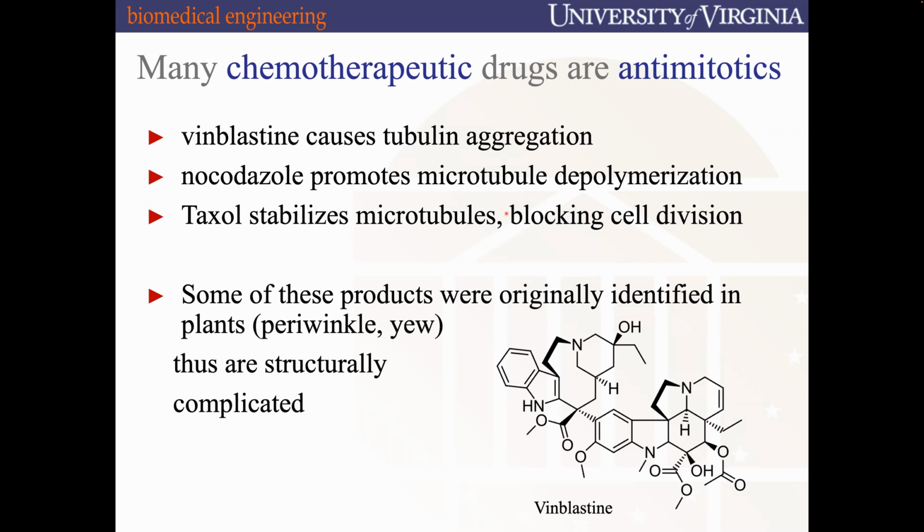Interestingly, some of these were identified originally in plants. So periwinkle, for example, is a plant that would be very toxic if you ate it, as well as any of the needles from yew shrub trees or other things. And so plants can use these to block different types of growth that might be invasive, such as with fungal species or other things.